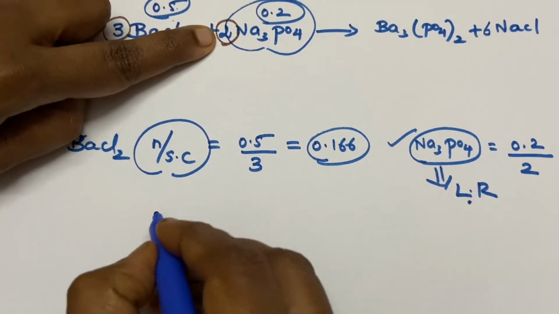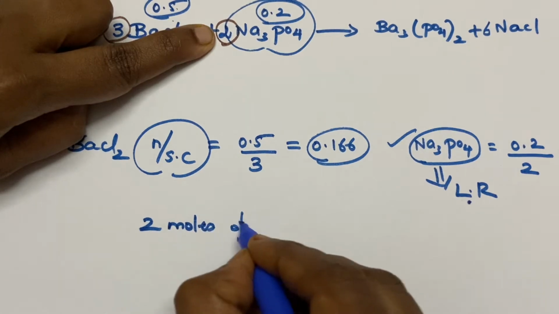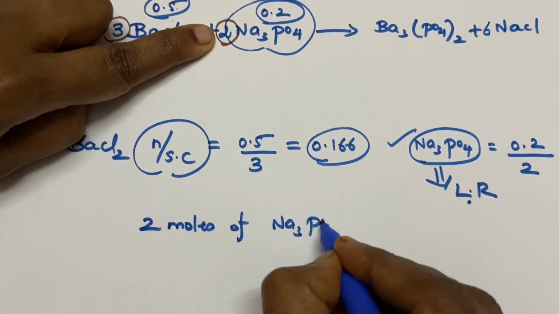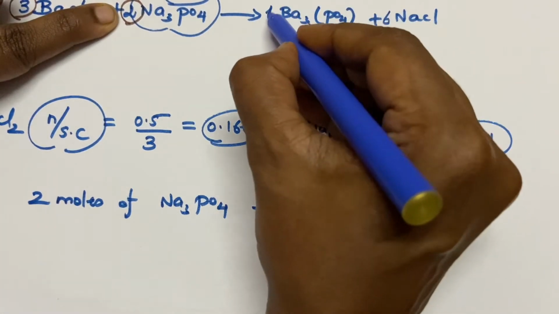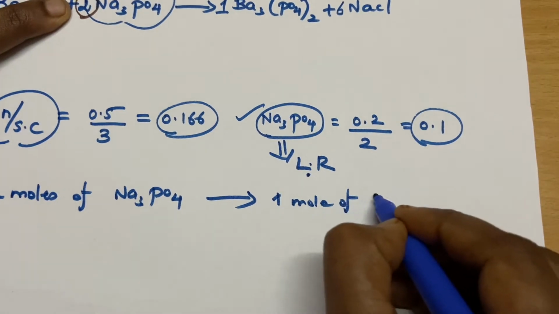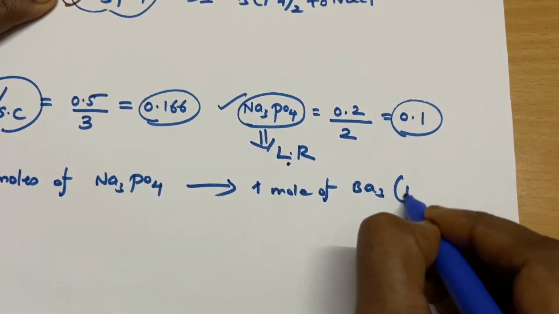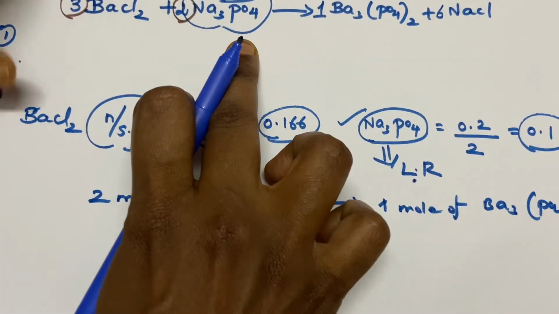What does it say? So 2 moles of Na3PO4 gives what? Here it is, there is 1. Okay, so 1 mole of barium phosphate. Okay, so here what is the given number of moles?